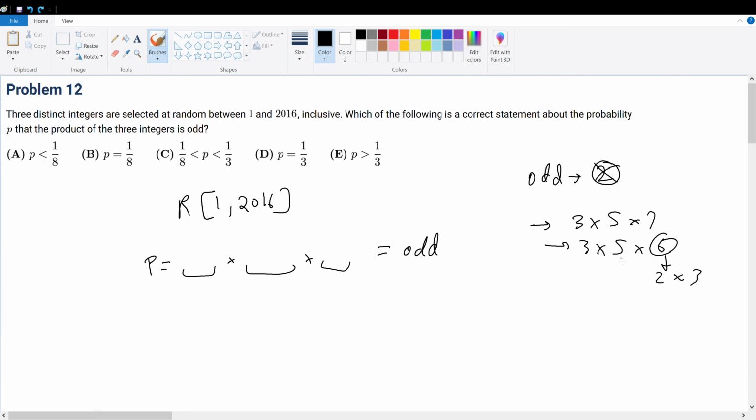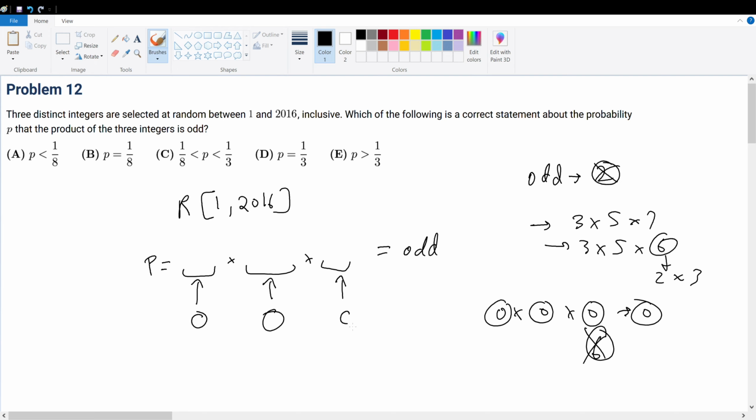And so the idea here is, what is the probability of selecting an odd number, an odd number, and an odd number? Because only the product of 3 odd numbers will give me an odd number, right? For example, 6 won't be because that's an even number. So what is the probability, basically, of choosing an odd number on the first pick, an odd number on the second pick, and an odd number on the third pick? Well, let's start with the first case.